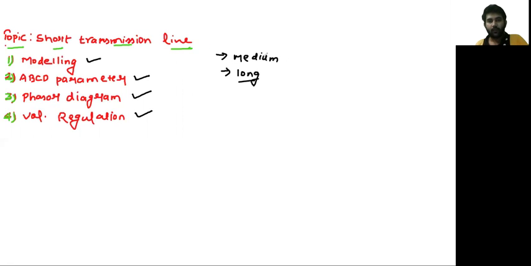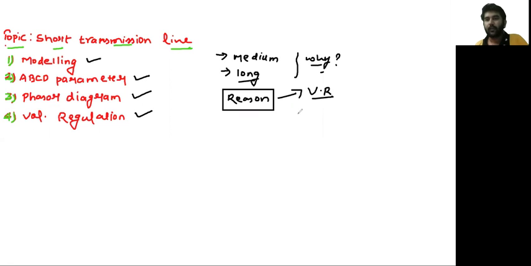Now, why do we study the modeling of transmission line? What is the reason? We have to calculate the voltage regulation of the transmission line. We have to deal with the voltage fluctuations in a power system. If we model the transmission lines, we'll know about its parameters like capacitance, reactance, impedances. So we can calculate the voltage at receiving end and sending end.